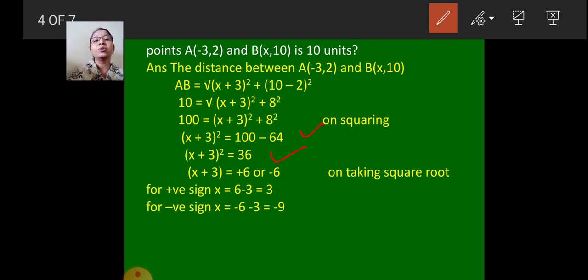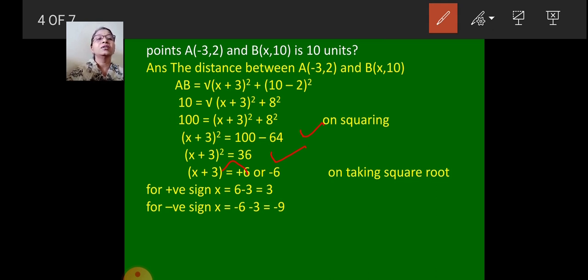Now we will find out the value of x for positive 6 as well as the value of x for negative 6. So for positive sign, x plus 3 is equal to 6. Now you shift this 3 on the right hand side. So 6 minus 3 is equal to 3. And for negative sign, x plus 3 is equal to minus 6. Shift 3 on the right hand side. Minus 6 minus 3 is equal to minus 9.